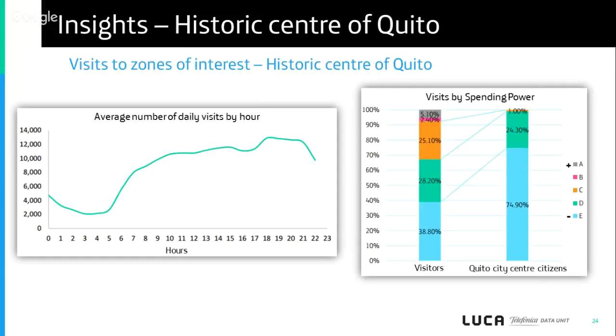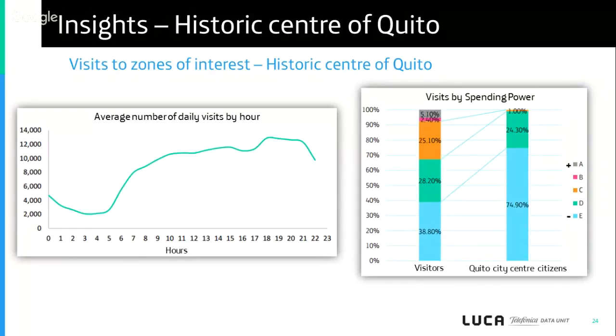And on the right-hand side, we have the number of visits by spending power. Spending power or affluence is how wealthy people are. To get this information, we are using a series of parameters like where people live, how they travel, how often they travel, the type of terminal they are using, the type of contract they have with Movistar, and some other variables. We combine them, and using an algorithm, we get the affluence value for each of the users. We have 5 different ranges, being E the lowest one and A the highest one.